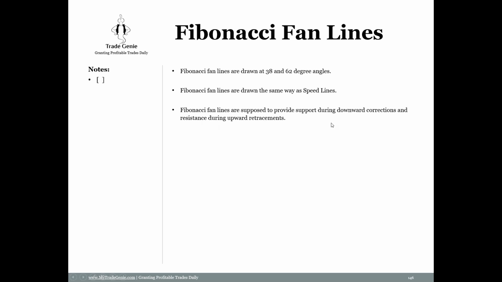Fibonacci fan line is supposed to provide support during downward correction and resistance during upward retracement. In the same way as the speed line, you can draw the Fibonacci fan. You draw the Fibonacci fan, and the market moves in between those fan lines. Once it crosses one fan line, then it goes above. It's literally like a fan. So the market behaves as it travels. It is bumping its head on those fan lines.